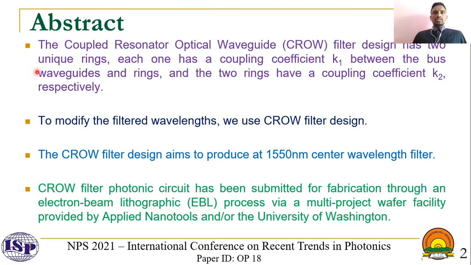Abstract. The coupled resonator optical waveguide filter, simply called a CROW filter, design has two unique rings. Our total CROW structure has two rings, each having the coupling coefficient K1 between the bus waveguide and the rings, and the two rings having the coupling coefficient K2 between them. To modify the filter wavelengths, we use the CROW filter design. The CROW filter design aims to produce a center wavelength of 1550 nanometer.